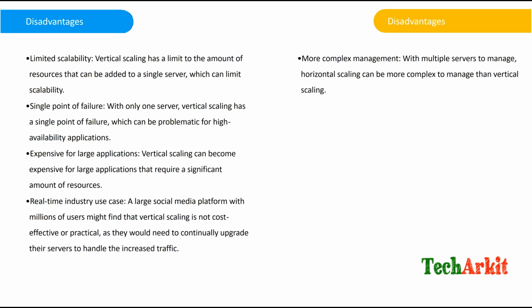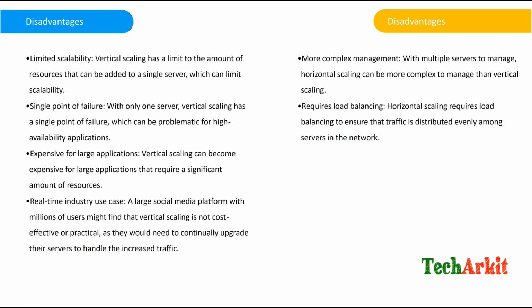So what are the disadvantages if you take horizontal scaling here? More complex management, with multiple servers to manage. Horizontal scaling can be more complex to manage than vertical scaling. Of course, you have multiple servers, so you have to handle all of their hardware, network, bandwidth, and everything. You have to manage your inventory and which server is connected to which application, and all the details. So that's the complex environment when you are managing that.